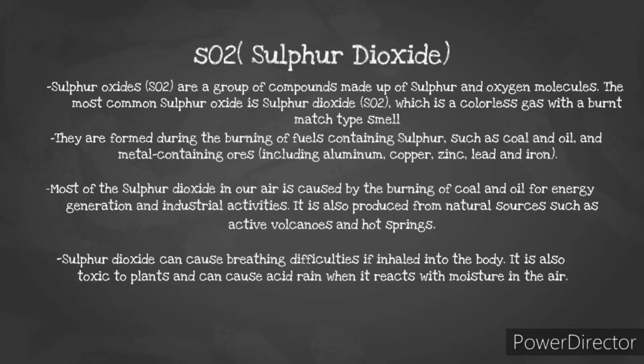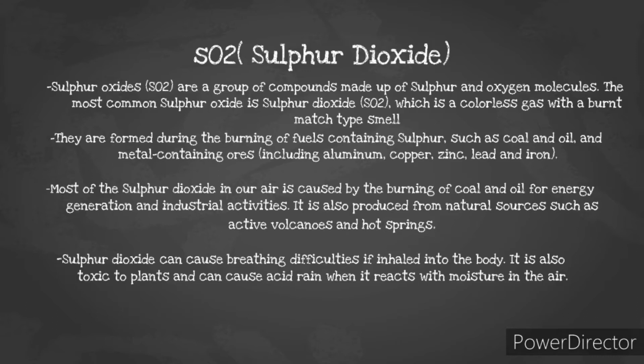The third one is sulfur dioxide. Sulfur oxides are a group of compounds made of sulfur and oxygen molecules. The most common is sulfur dioxide. It's a colorless gas with a burnt match type of smell. It is formed during the burning of fuels containing sulfur, such as coal and oil, and metal-containing ores, including aluminum, copper, zinc, lead, and iron.